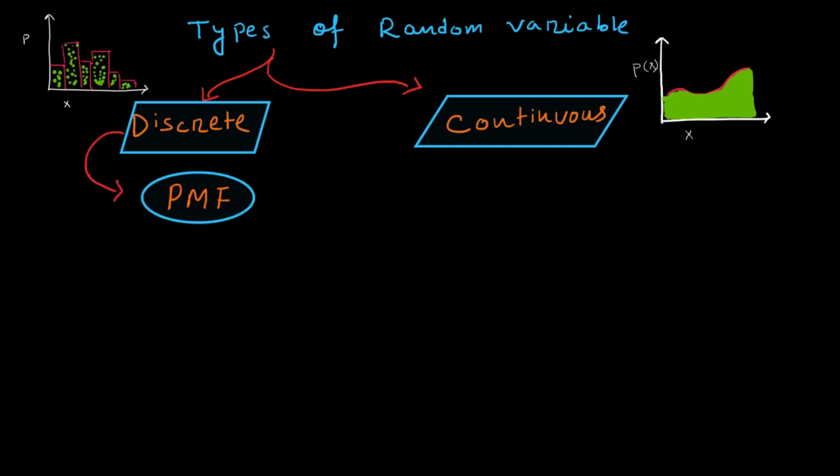So that was it about types of random variables. Later I will discuss discrete and continuous as a whole.